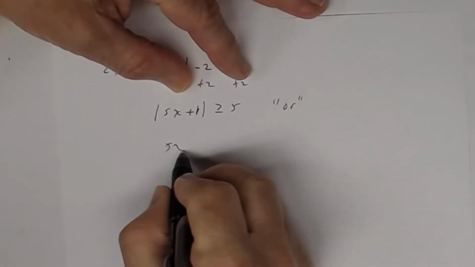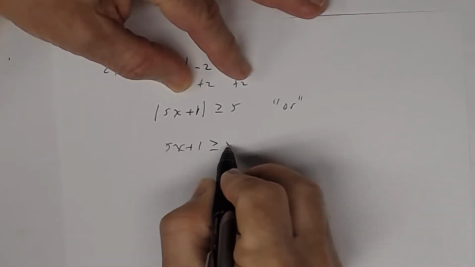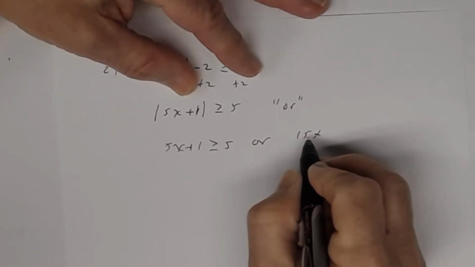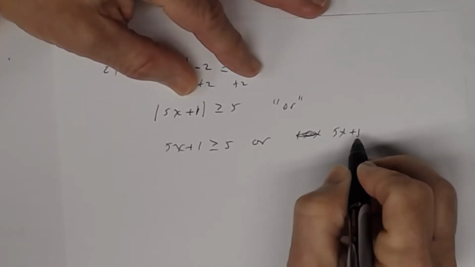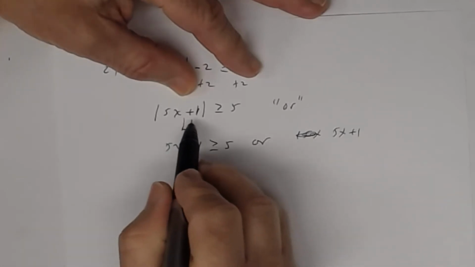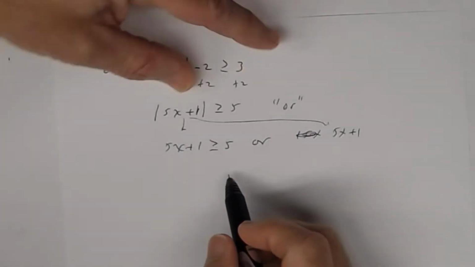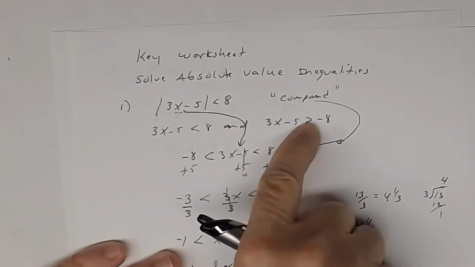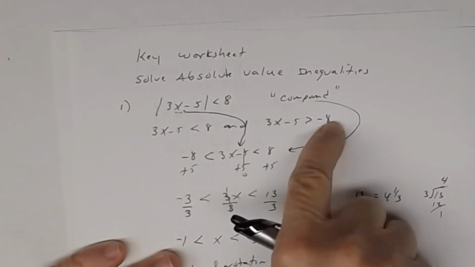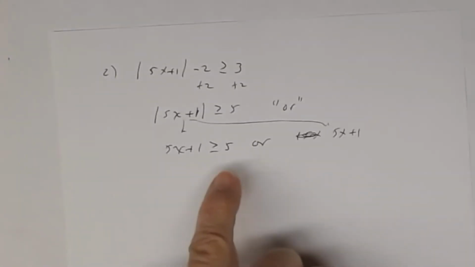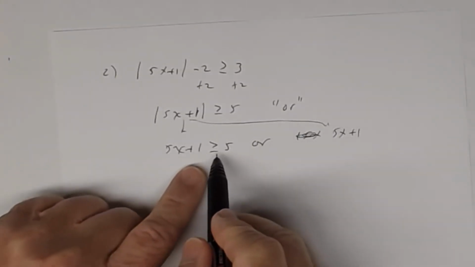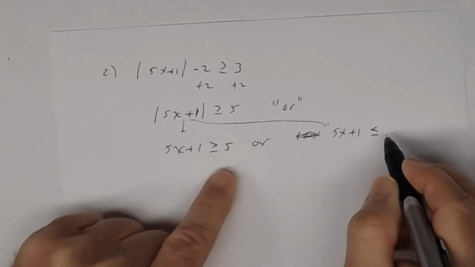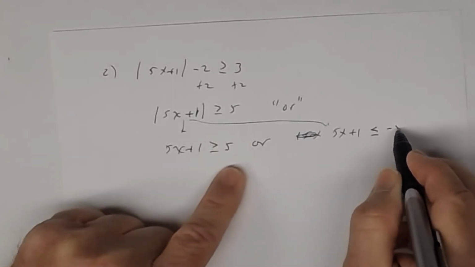You're going to say 5x plus 1 must be greater than or equal to 5, or 5x plus 1, same thing here. And remember when we talked about that and statement, this was less than, this became greater than, 8, -8, same thing. So now you're going to say 5x plus 1 must be greater than or equal to 5, or 5x plus 1 must be less than or equal to the opposite of 5, which is -5.